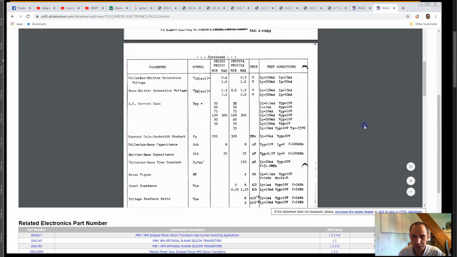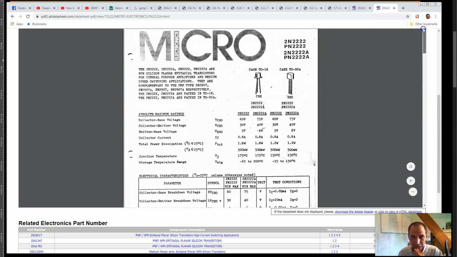I was looking at the data sheet of a transistor. This is the PN2222A or PN2222. There are two variations, and you can see that this transistor is a normal one, and the case or packaging is TO92A or TO18.